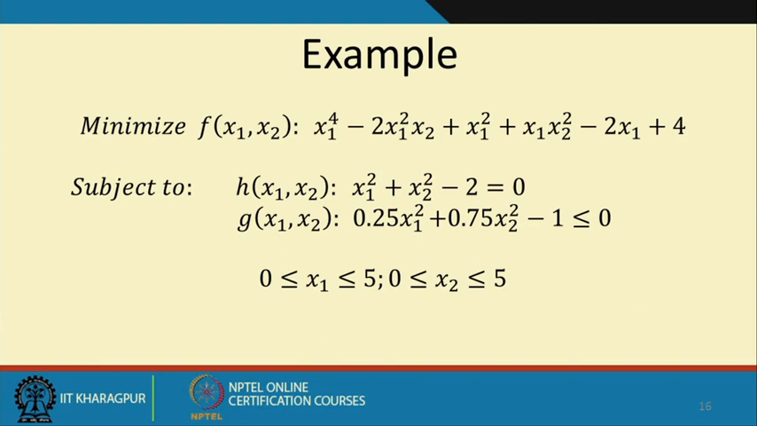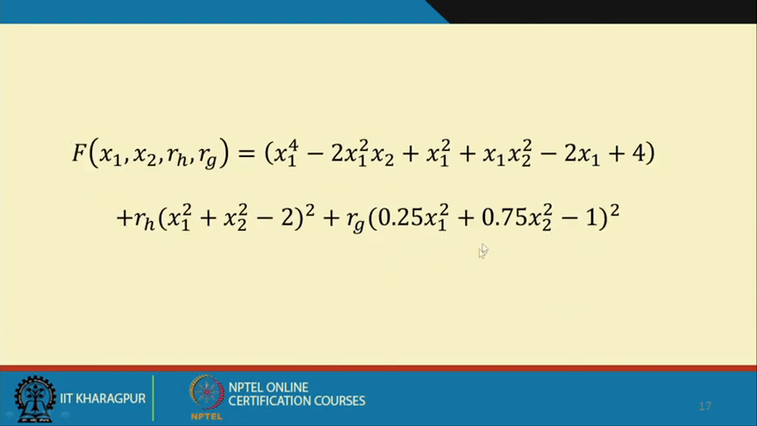Here h is of equality type, and that is why, once we are considering the unconstrained problem, we will have hk square as the penalty function, along with the penalty parameter. And here we will take the maximum of 0 and this, alright. That is why we will have the function this way. RH is the parameter we have considered for the equality type, this is the penalty parameter, and RG is for the inequality type, this is the penalty parameter.